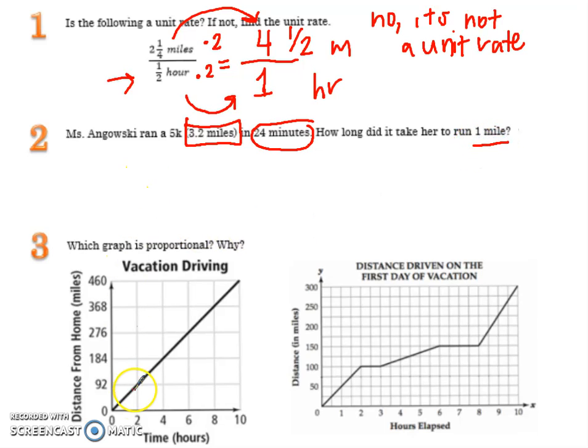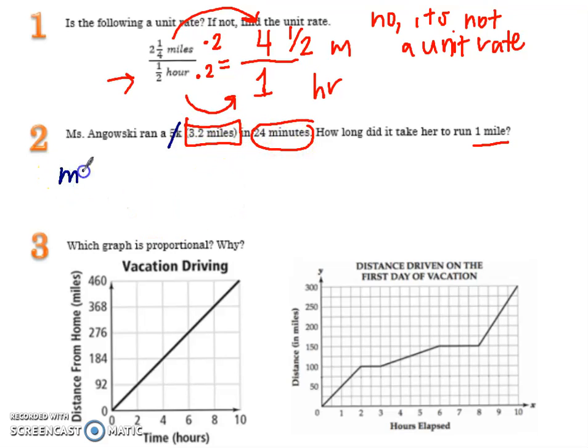Now, when we just talked about this in class, many of us were confused by the 5K. The 5K is a name of the race, and that is a measurement in kilometers. However, I am concerned about how much she runs in miles. So I'm going to use the 3.2 miles.